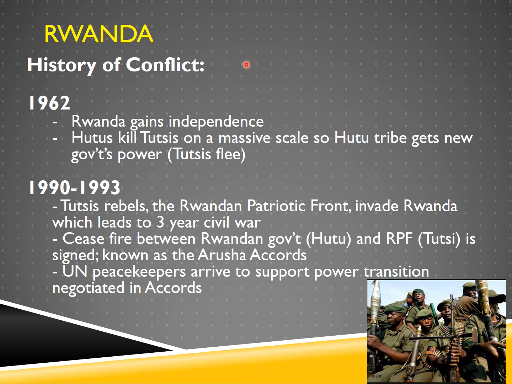History of the conflict: in 1962, Rwanda gains its independence. The Hutus kill Tutsis on a massive scale, so the Hutus get the new government's power, and the Tutsis flee. From 1990 to 1993, the Tutsi rebels, the Rwandan Patriotic Front, invade Rwanda, which leads to a 3-year civil war. A ceasefire between the Rwandan government, the Hutus, and the RPF, the Tutsis, is signed, known as the Arusha Accords. UN peacekeepers arrived to support the power transition negotiated in the Accords.